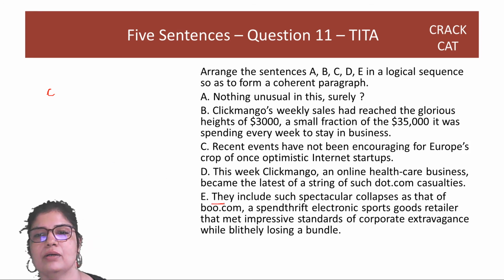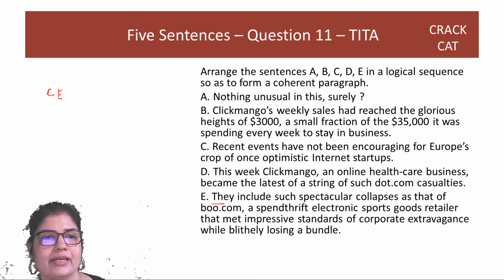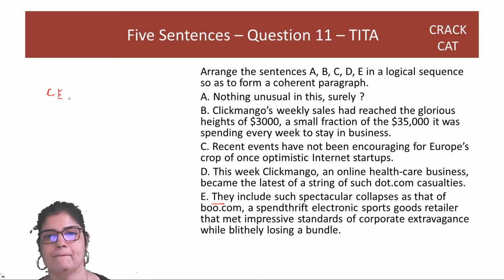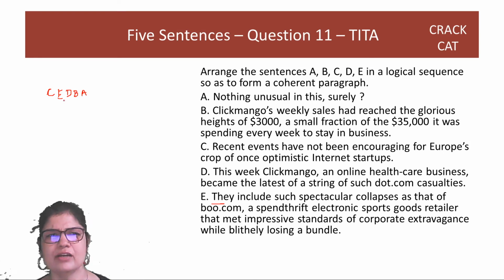Now what will it be? It can't be Click Mango. It can't be Click Mango. It can't be A. So E has to follow C. Okay, recent events they include, right? And now you are introducing Click Mango in D. So D has to come before B and A. Then you say B, and then you conclude that there's nothing unusual in this.